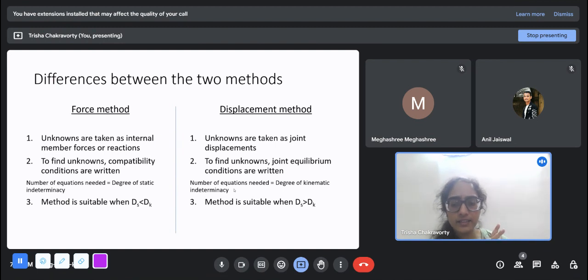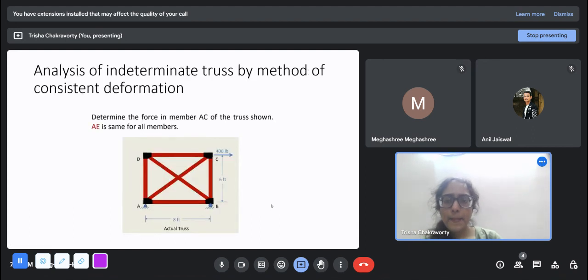That is not the same as static indeterminacy, which is what we just looked at. It has nothing to do with kinematic indeterminacy. We will look at that later when we start the displacement methods. If the degree of static indeterminacy is lesser than the degree of kinematic indeterminacy, we will prefer the force method, because it will have a lesser number of unknowns and equations to solve. This method is suitable when the degree of static indeterminacy is less than the degree of kinematic indeterminacy.